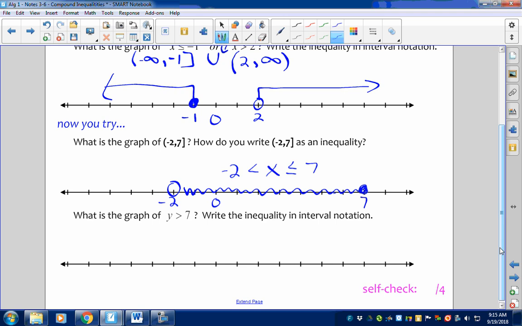And then what is the graph of y greater than 7? So if this is 0 here, 1, 2, 3, 4, 5, 6, here's 7. We just have an open circle at 7, and we would just be going to the right. If we write that in interval notation, it would go (7, comma, keep going to the right means infinity.